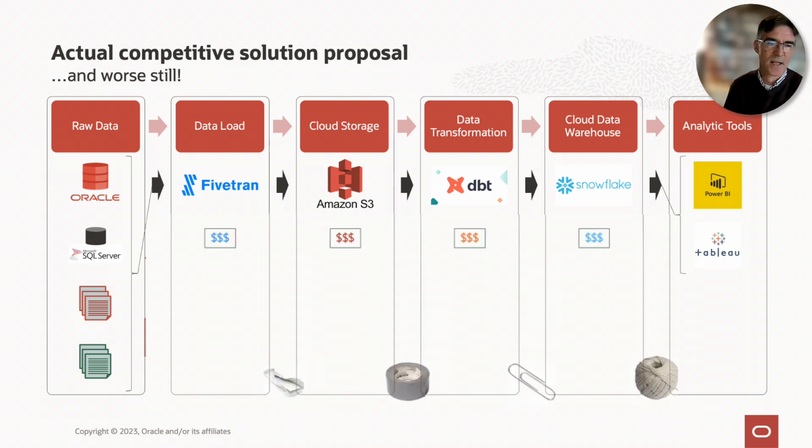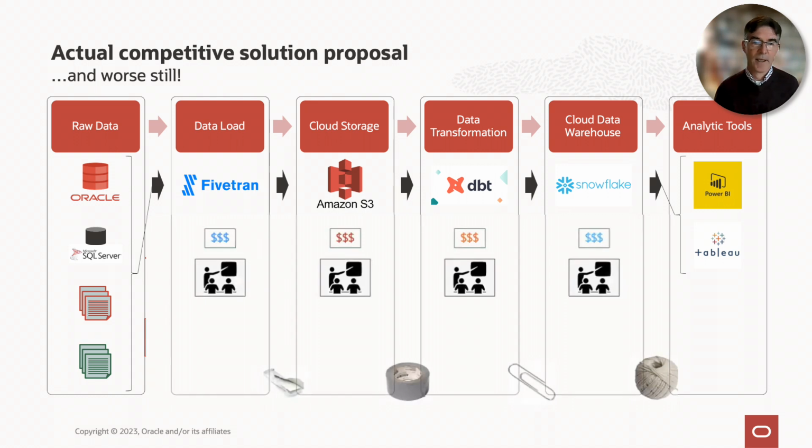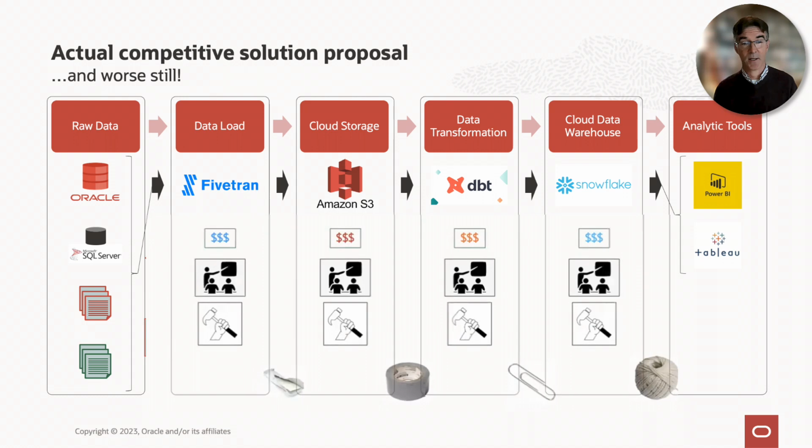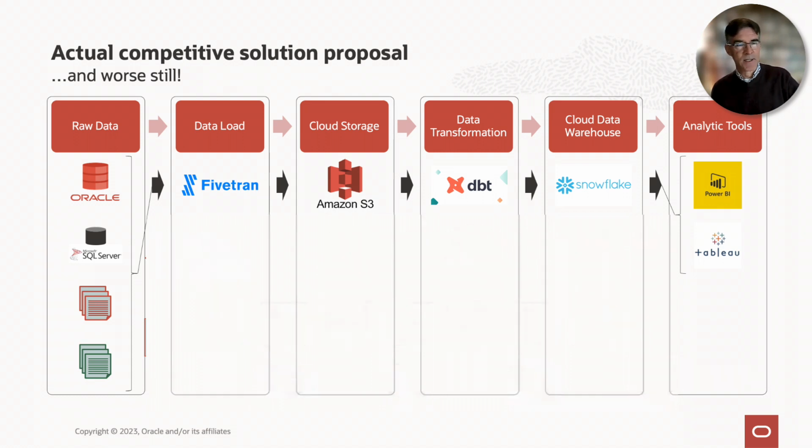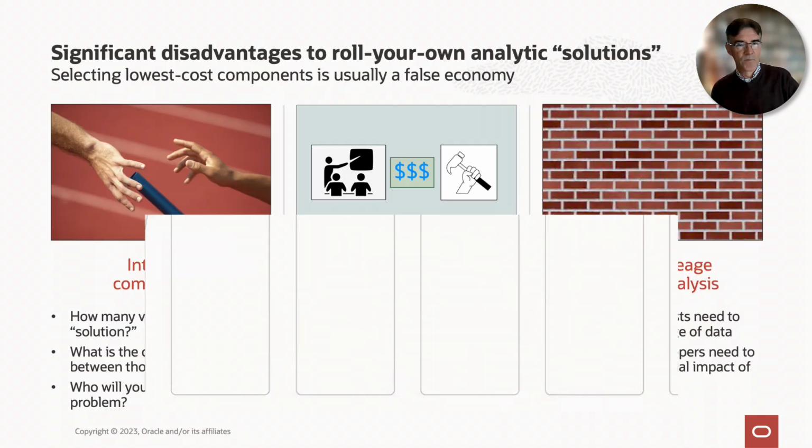You've got to buy this stuff. And you've got to train your people in how to use this stuff. And time is money there as well. And then you've got to deploy it and maintain it. And you've also, don't underestimate this, got to deploy and maintain the interfaces between these various components. So it's pretty bad. But it actually gets worse than this, because there's a very important concept, and that is data lineage.